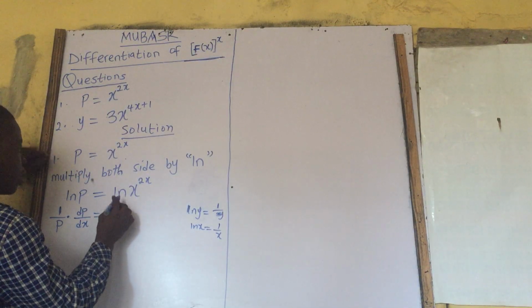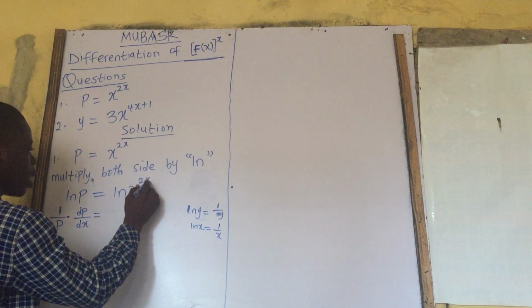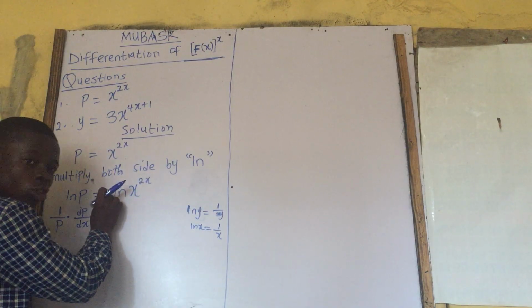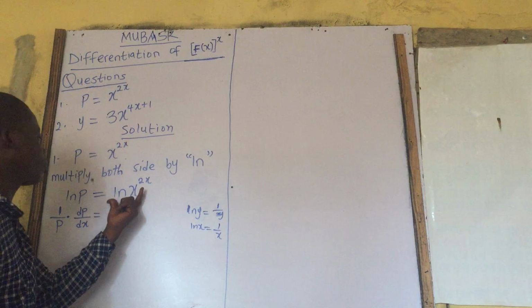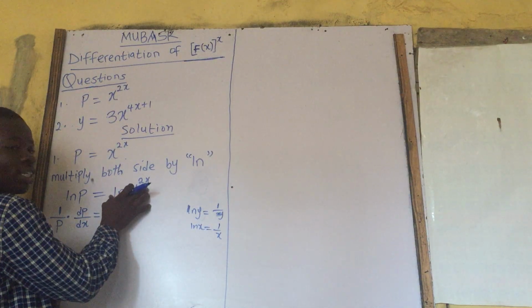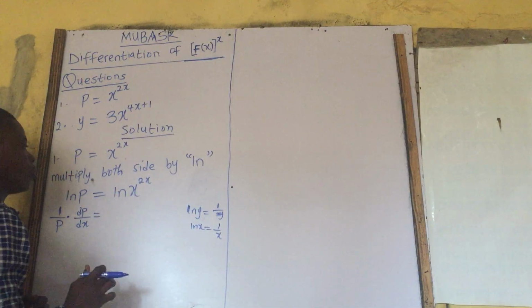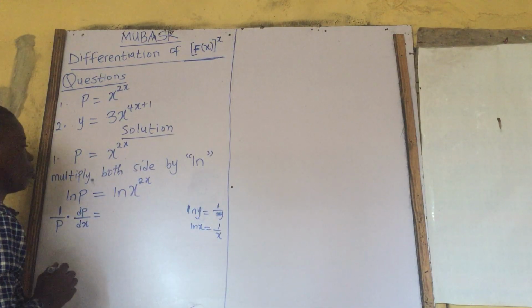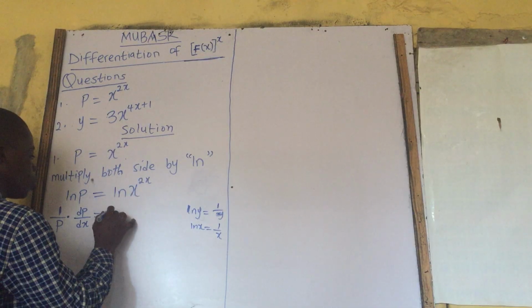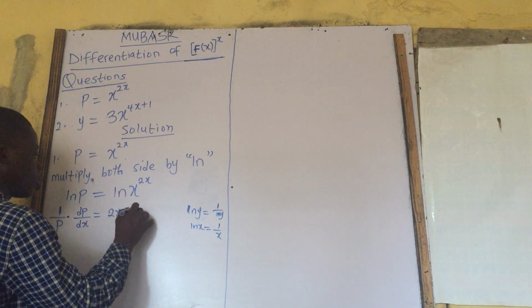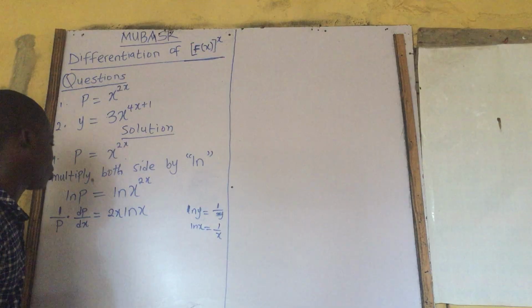If you differentiate this side, natural logarithm of x raised to power 2x, the power changes to the base, from the differentiation table. If you want to differentiate this kind of problem, the power changes to the base totally without subtracting 1 from it. So the power is 2x natural logarithm x. Now we have differentiated.